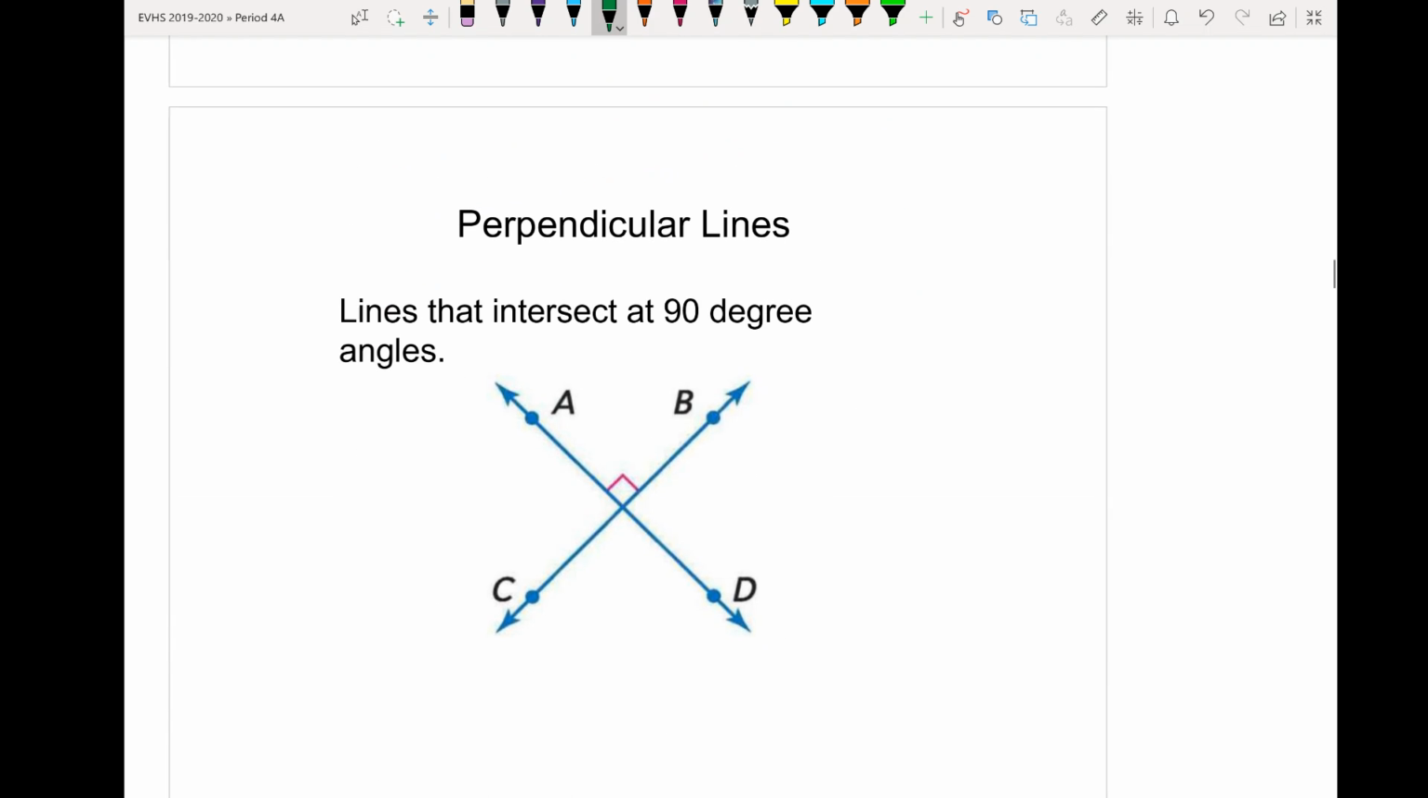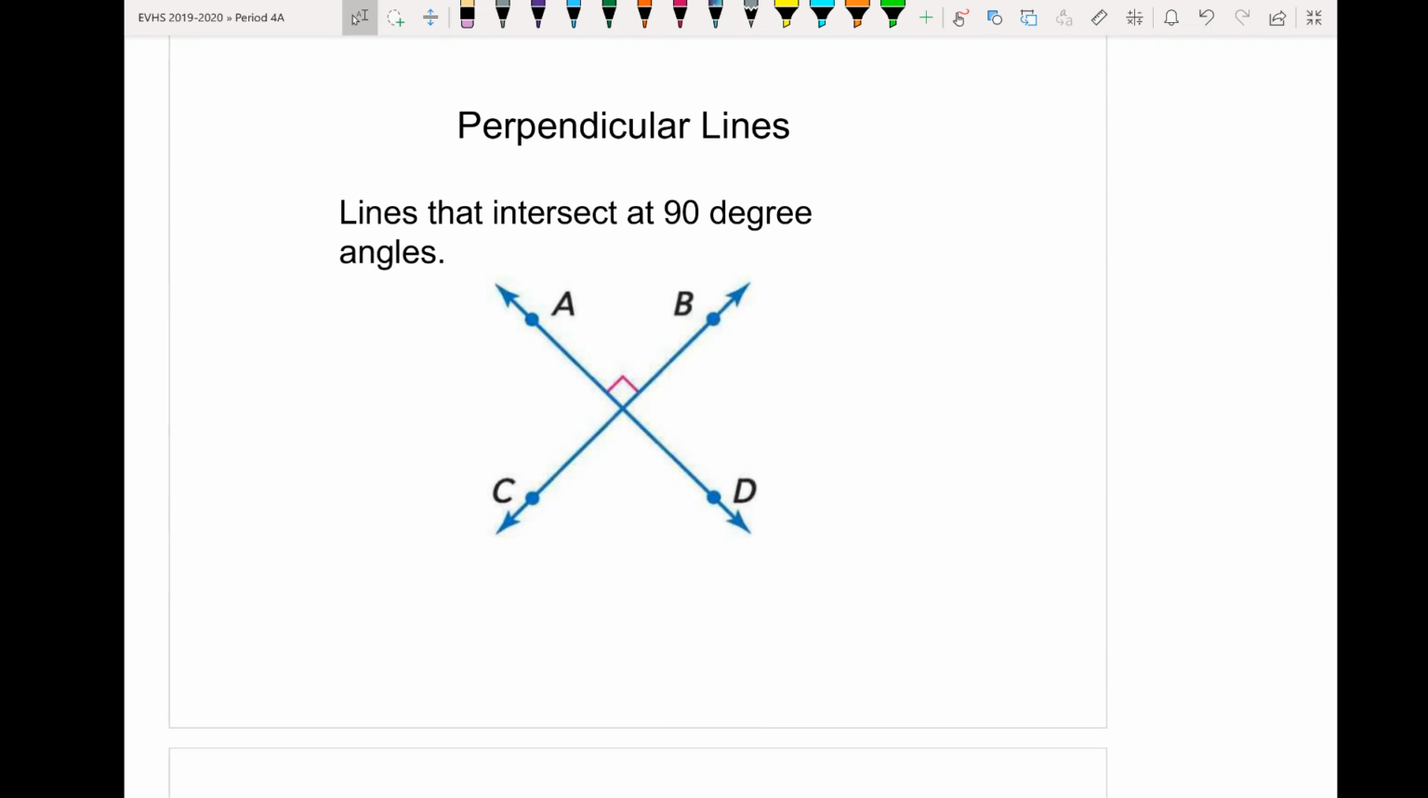Okay. Perpendicular lines are ones that meet at a 90-degree angle, or a right angle, and the symbol is the upside down capital T. So here I would say that line AD is perpendicular to line BC.